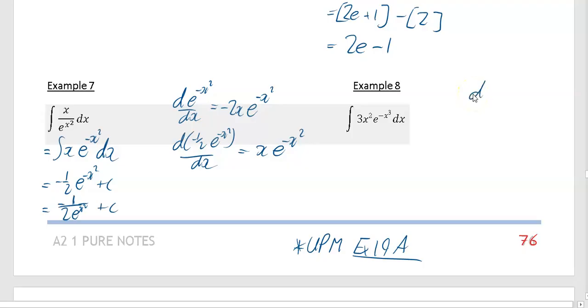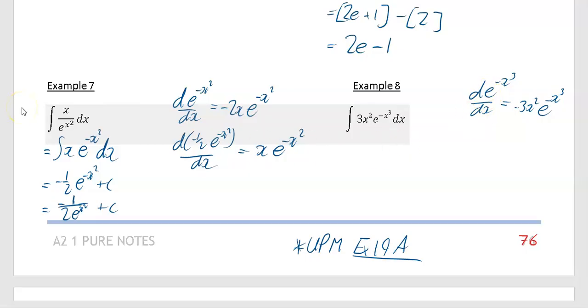Okay, last example, I'm going to again differentiate e to the minus x cubed. If I do that, what I will get will be e to the minus x cubed again. Differentiate the power, you'll have minus 3x squared. So it's almost what we want. It's almost the same, it's just negative. So I need to just change the sign of this thing. So it's just going to be equal to minus e to the minus x cubed, and then remember your constant of integration.